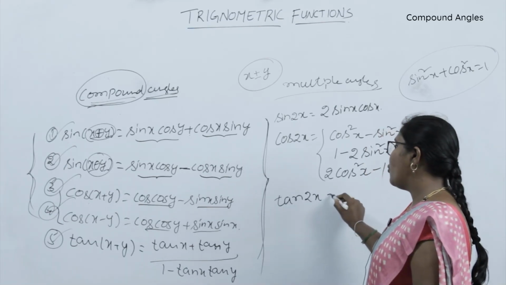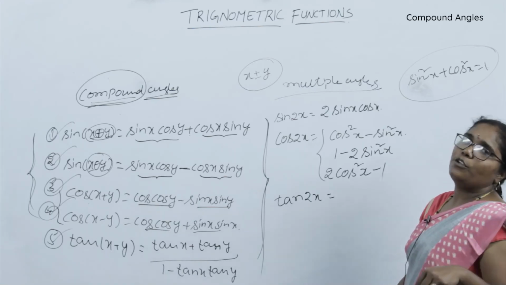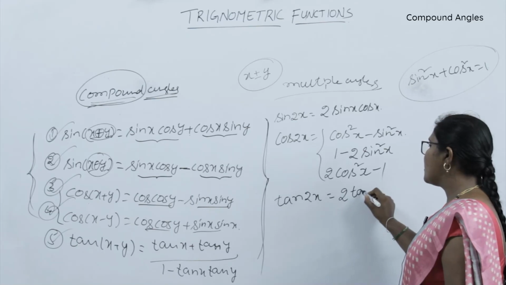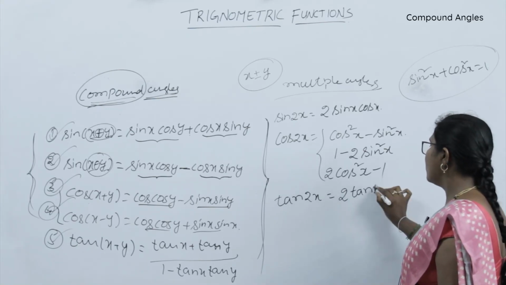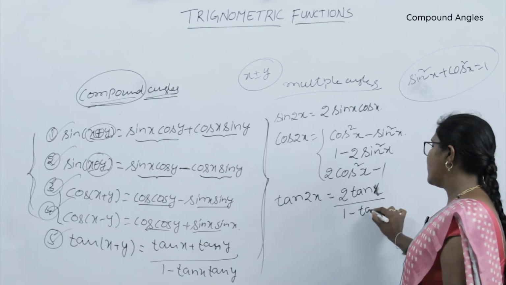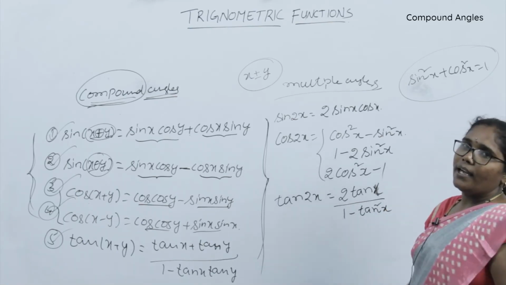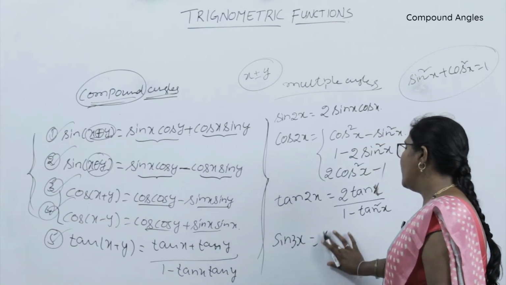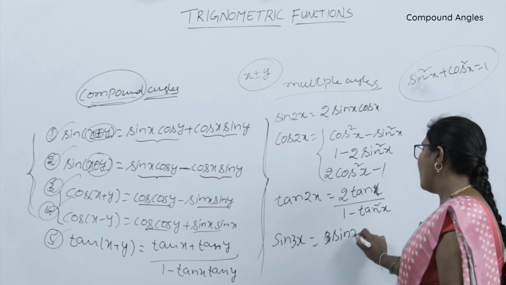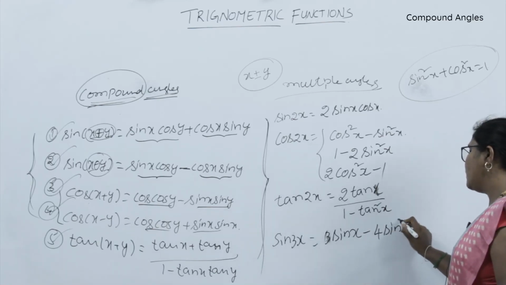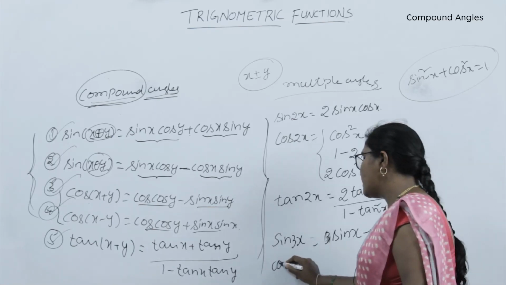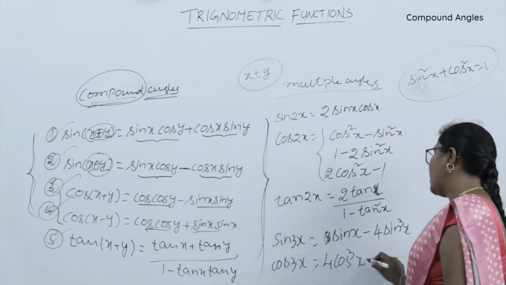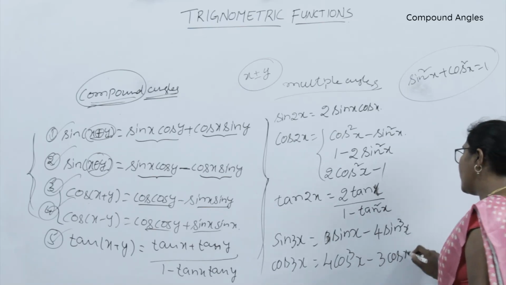We don't need that formula, but in some cases we can use it. What is the formula for tan 2x? It is 2 tan x divided by 1 minus tan square x. Okay. And another formula, sin 3x. What is sin 3x? It is 3 sin x minus 4 sin cube x. And cos 3x, the formula is 4 cos cube x minus 3 cos x. Very important formulas in trigonometry.